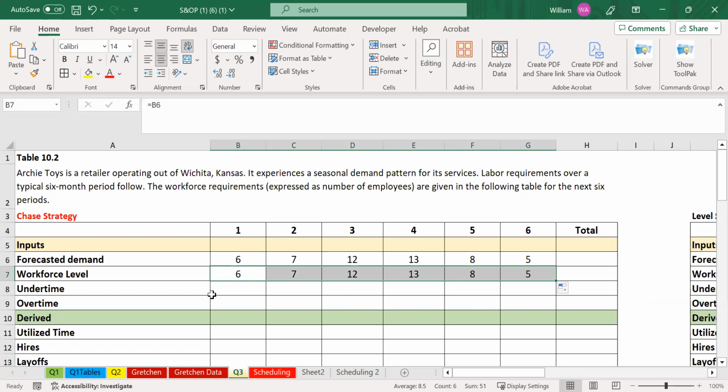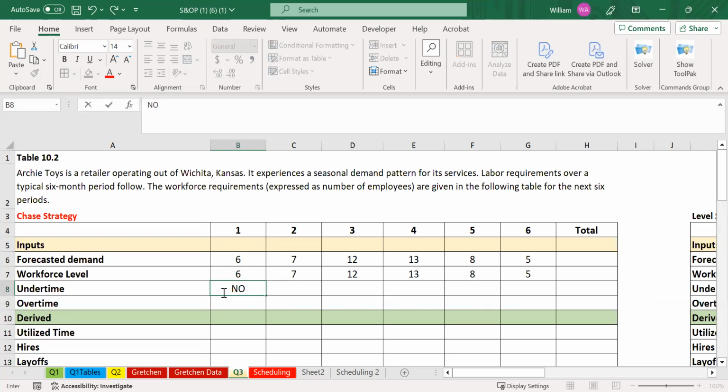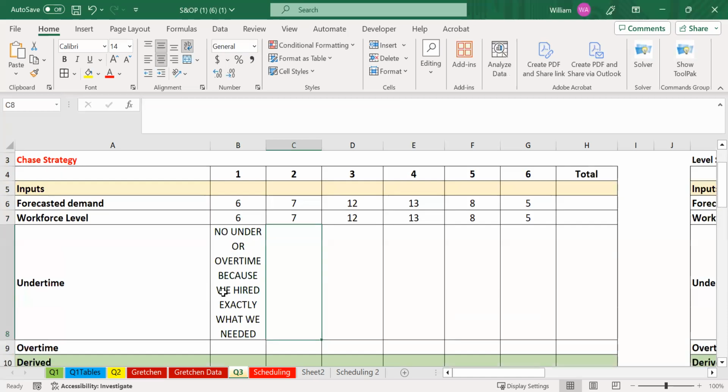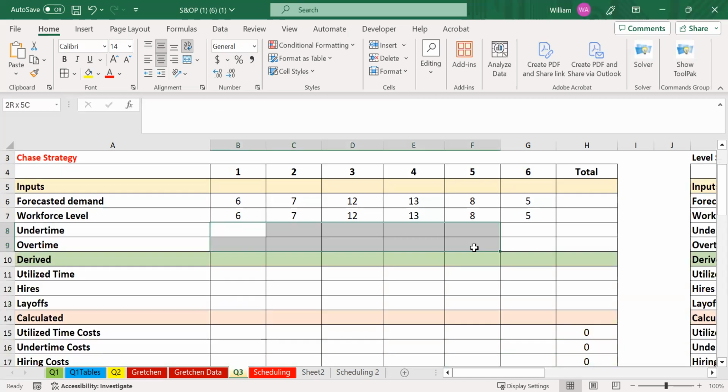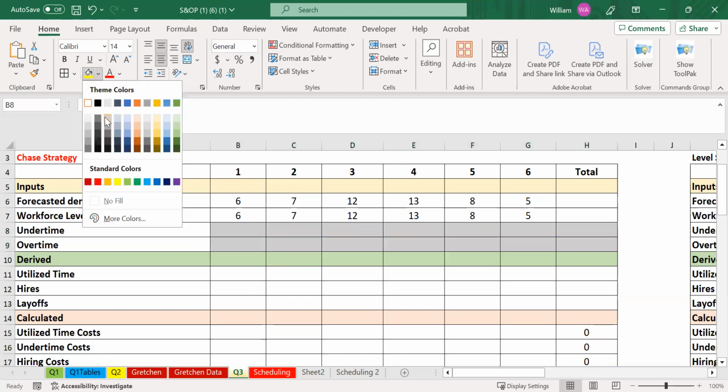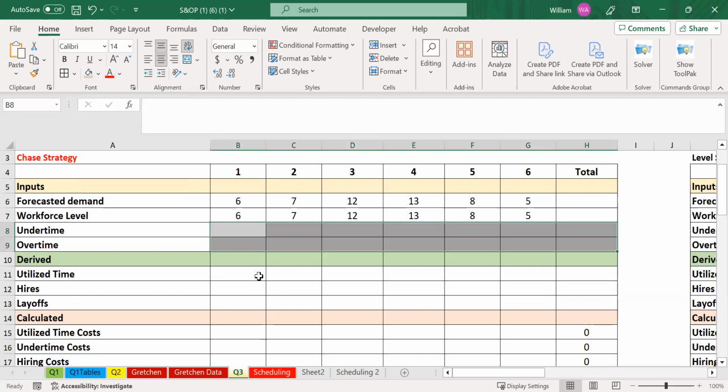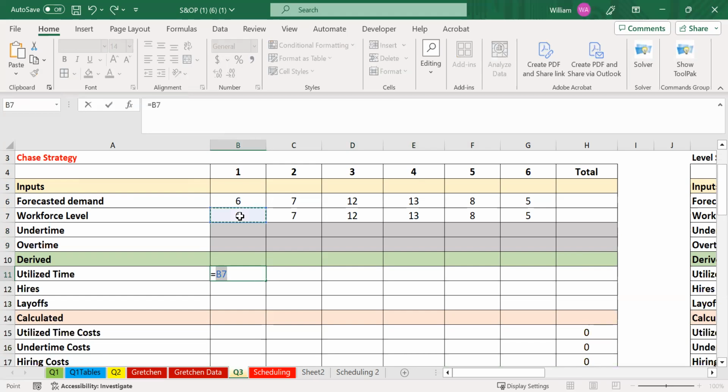Next, I might want to know, is there any undertime or overtime? With the chase strategy, the answer is that there's no under or overtime because we hired exactly what we needed. So we're going to leave these cells blank and move on to our derived section of the spreadsheet and try to figure out how much time is utilized. With your chase strategy, typically your utilized time would equal whatever number of workers you have.